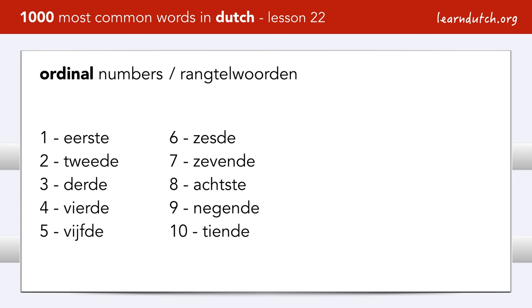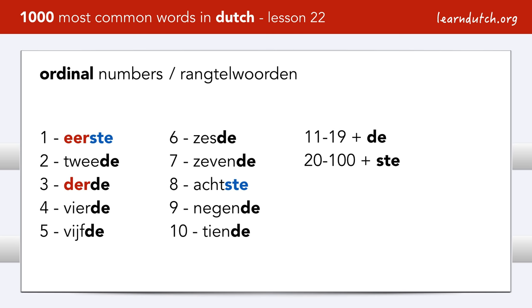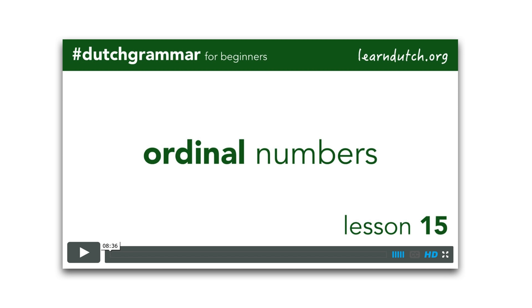Ordinal numbers acquire de or ste after the number. Exceptions are 1 and 3. All ordinal numbers from 11 to 19 acquire de at the end. And from 20 till 100, they get ste. You will learn this further in detail in lesson 15 of the course Hashtag Dutch Grammar.